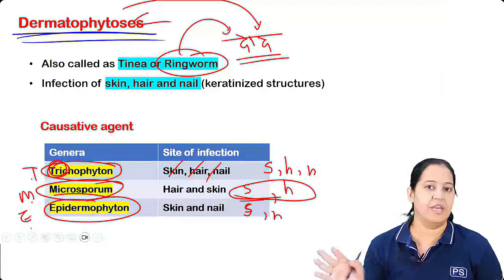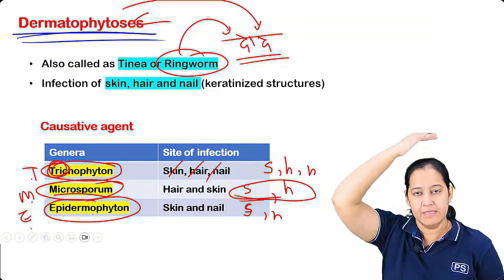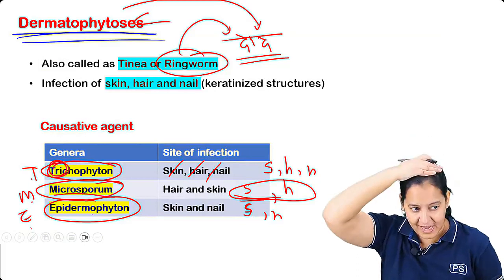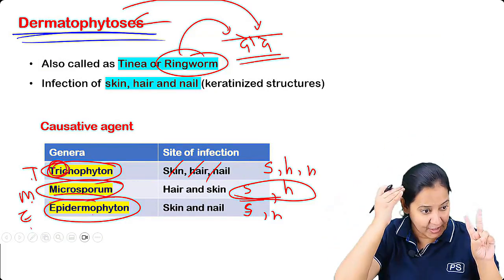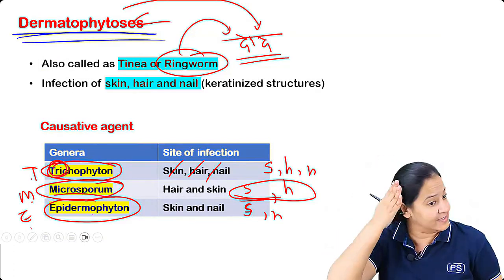Now, let me tell you the names of the diseases. Symptom. First of all, the scalp. This is our scalp. In my scalp, I am having two things. Number one, my skin of the scalp. Number two, my hairs of the scalp. So there are two diseases in the scalp. The skin disease and the hair disease.